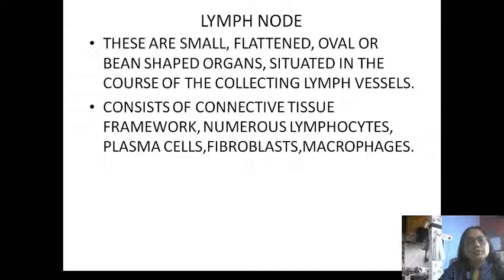Now, lymph nodes are small oval bean shaped organs which are situated in the course of the lymphatic vessels. They consist of a network of connective tissue, numerous lymphocytes, plasma cells, fibroblasts and macrophages. That is, they are an important part of the immune system of our body.